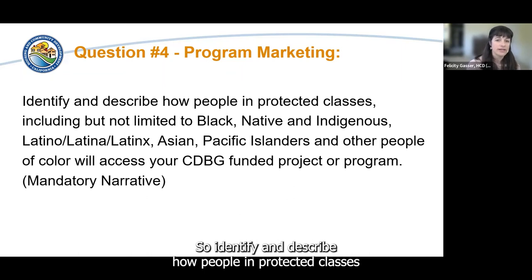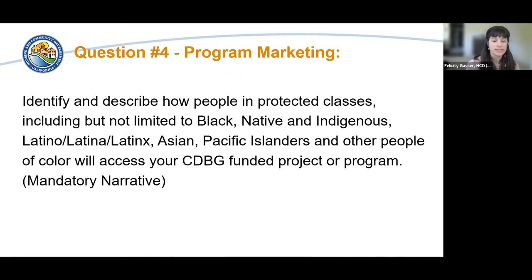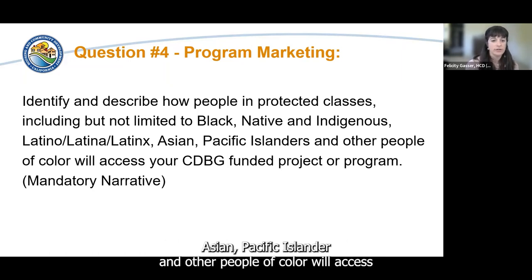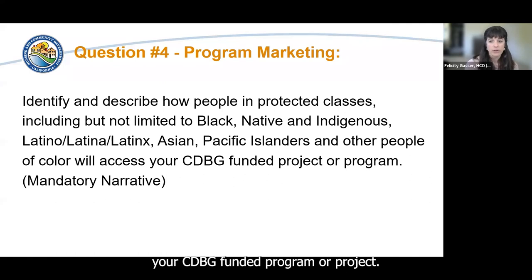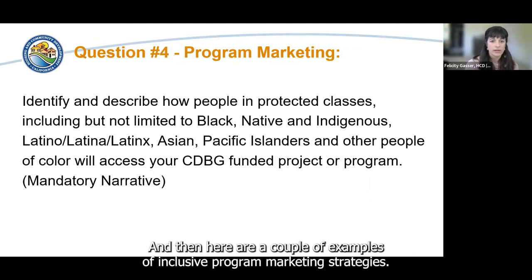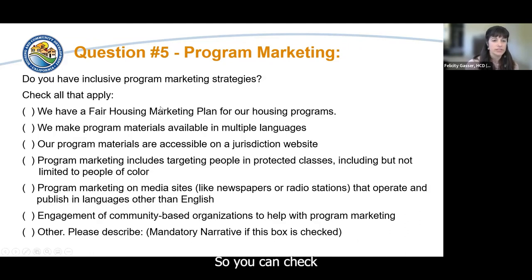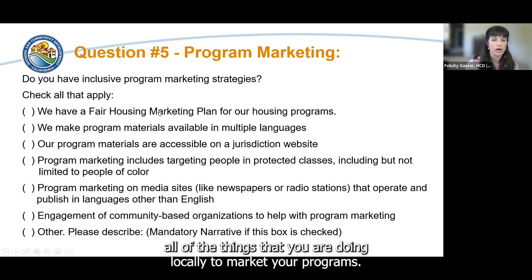So identify and describe how people in protected classes, including but not limited to Black, Native, and Indigenous, Latino, Latina, Latinx, Asian, Pacific Islander, and other people of color will access your CDBG funded program or project. So that is a narrative to provide. And then here are a couple of examples of inclusive program marketing strategies. So you can check all of the things that you are doing locally to market your program.